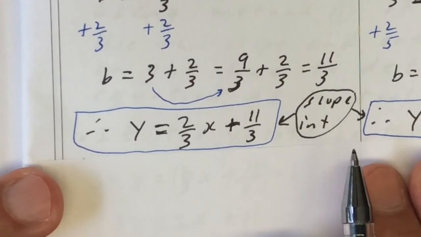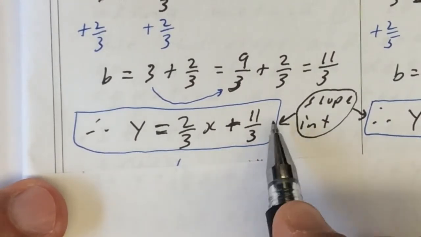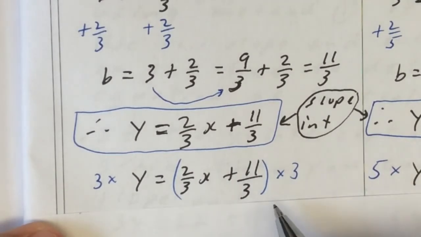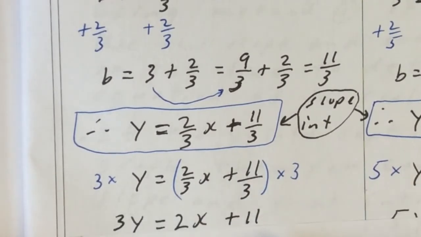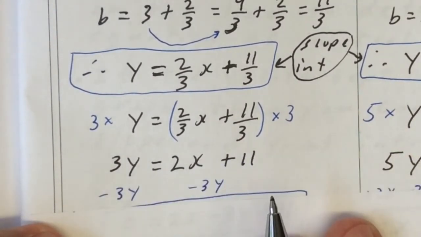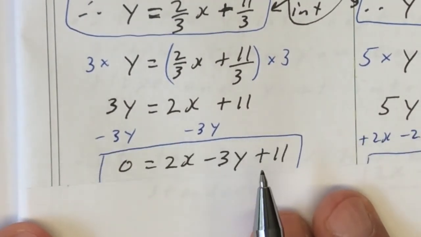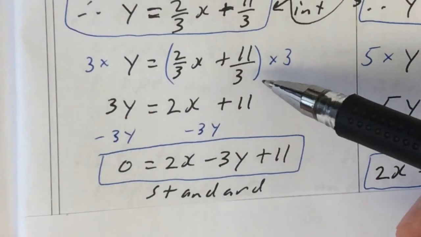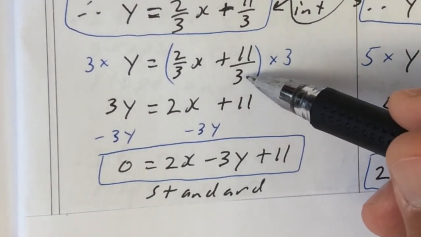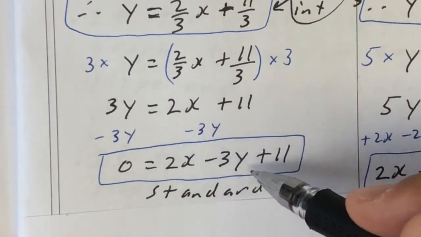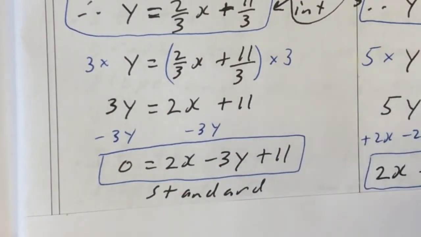Now we've got to convert that to standard form. So we're going to multiply both sides here by 3 to get rid of that denominator. Once you do that, you end up with 3y equals 2x plus 11. Subtract 3y from both sides, and you've got standard form. Okay? So the goal here was to get rid of the fraction first, then you got whole numbers, bring it all to one side with x being the leading one, and you got standard form.